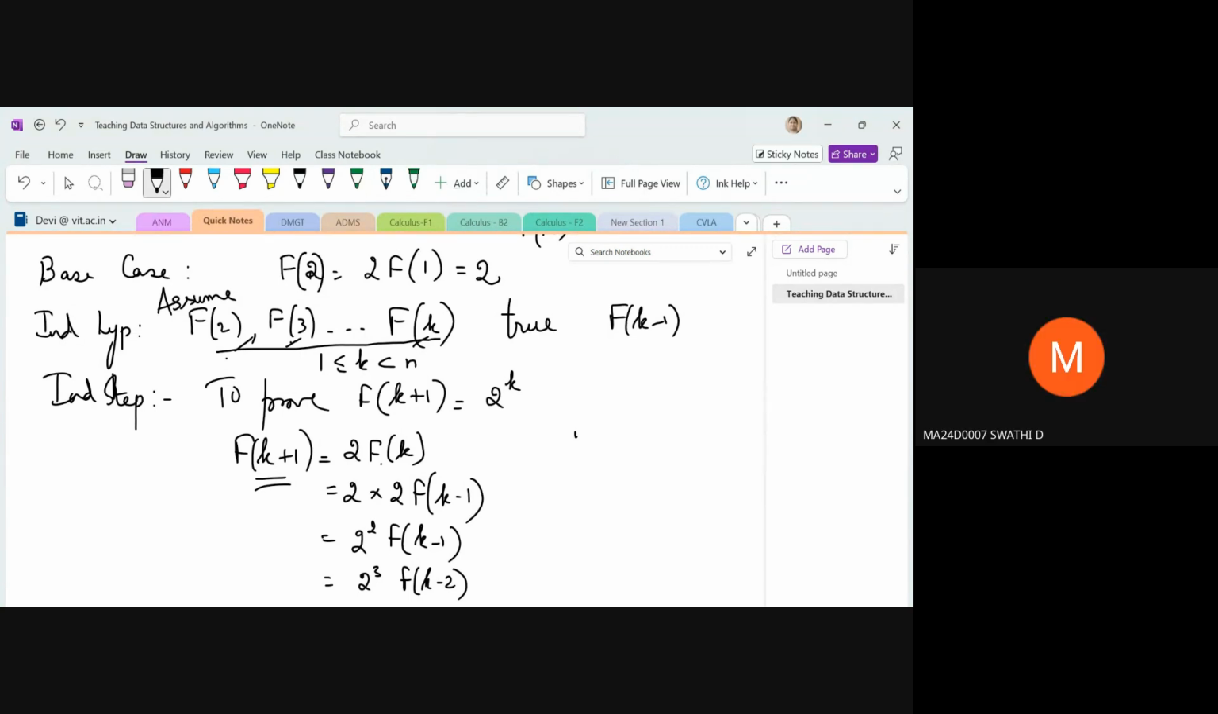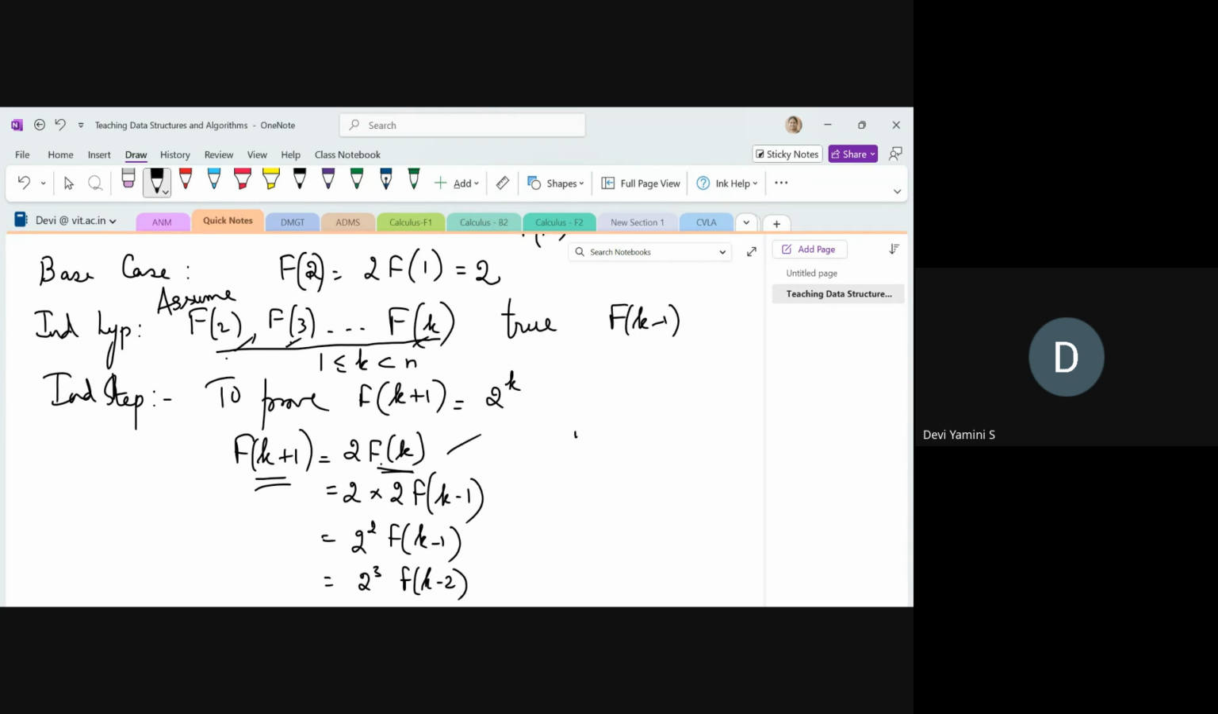So f of k plus 1 will be equal to 2 times f of k. And by the induction hypothesis, f of k is 2 power k minus 1. You're right. That is another way of proving, exactly, by using the weak induction. But to illustrate the strong induction, I'm using this kind of example. Directly for this, 2 power k holds, so 2 power k plus 1.